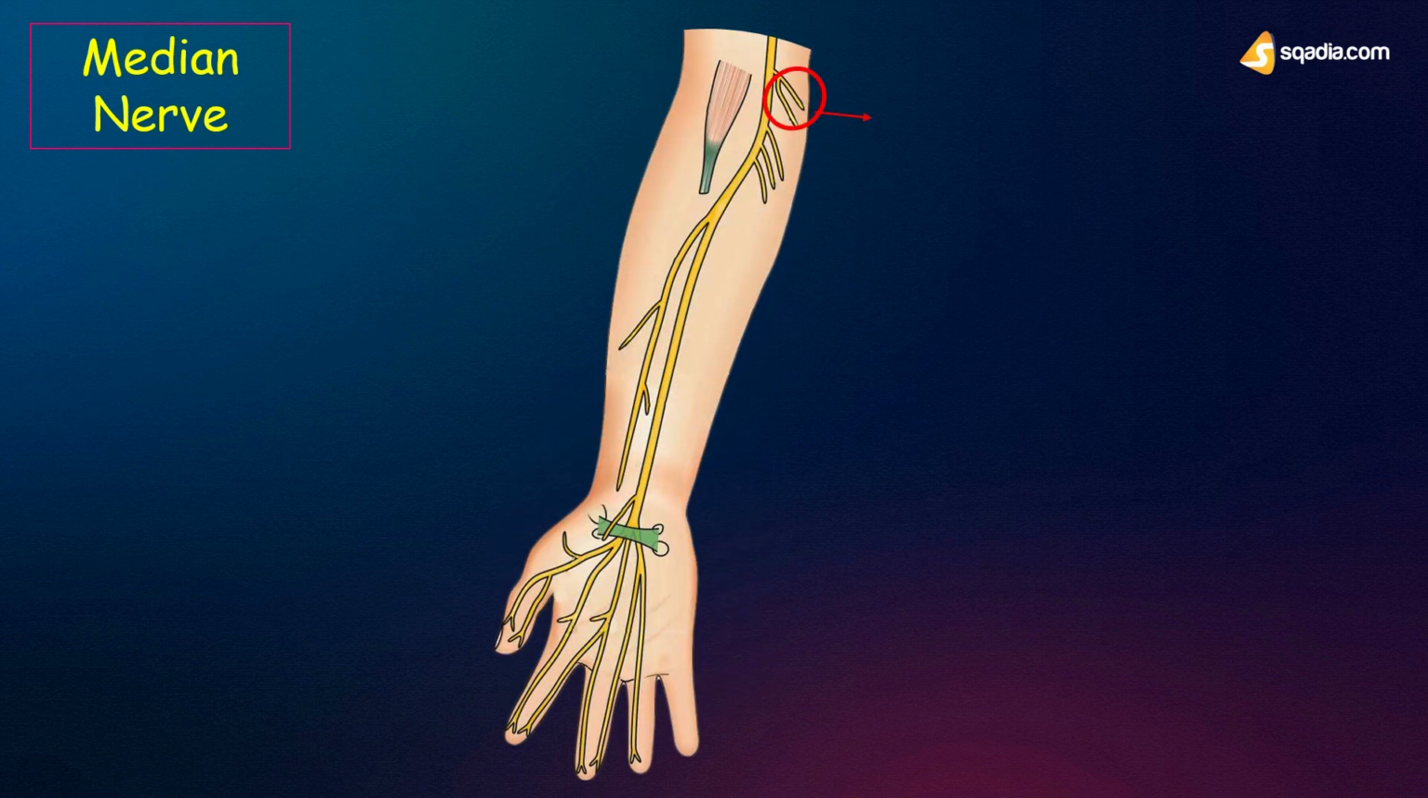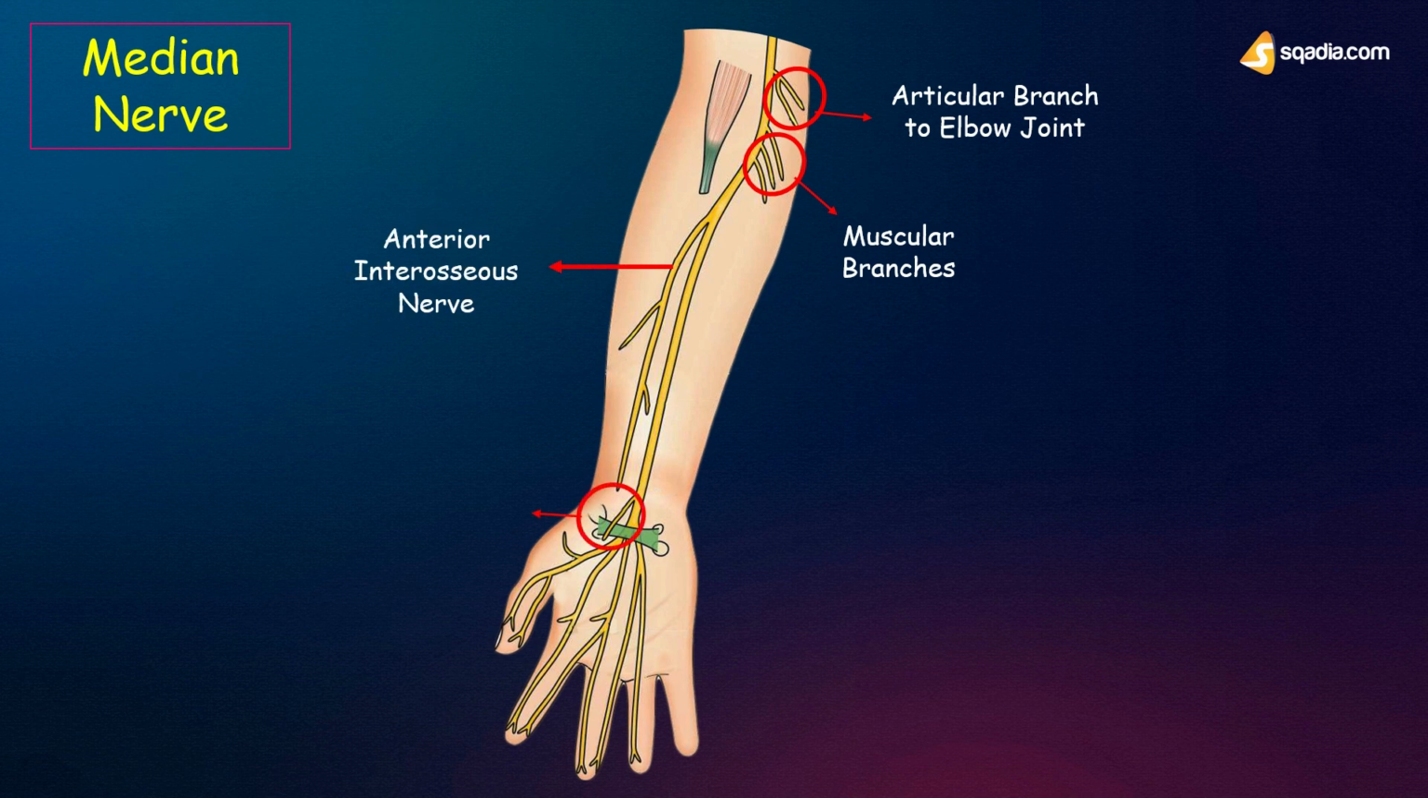These branches are articular branch to the elbow joint, muscular branches to the superficial group of muscles, except for flexor carpi ulnaris, the anterior interosseous nerve, and lastly the palmar cutaneous nerve. The articular branch carries sensation from the joint. The muscular branch that innervates the muscles of the anterior compartment of the forearm has already been discussed in the previous section. The palmar cutaneous branch is distributed as shown here.